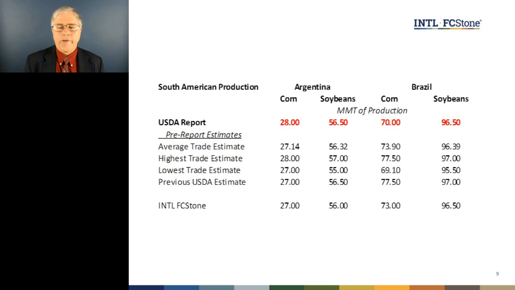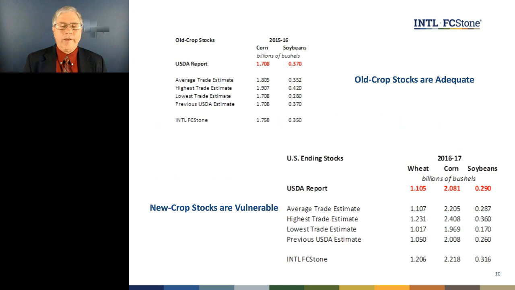Now, how does that translate then into ending stocks? Old crop ending stocks USDA pegged at 1.708. That's 50 million better than what I currently have them at, mostly because of the demand side and some disagreements, placement here and there, but really pretty close, and the real focus is on the new crop, which we'll look at here in a little bit.